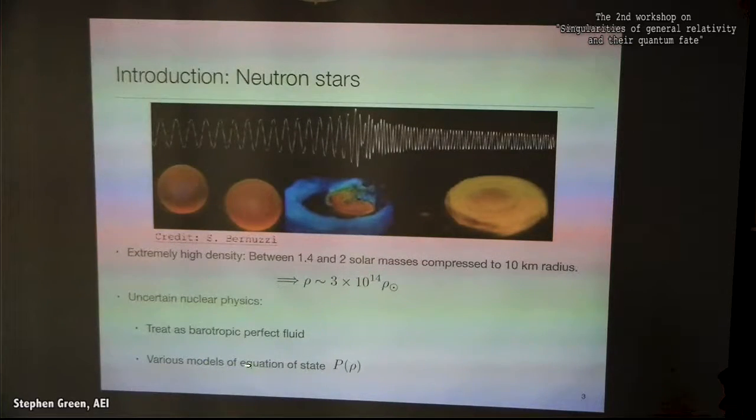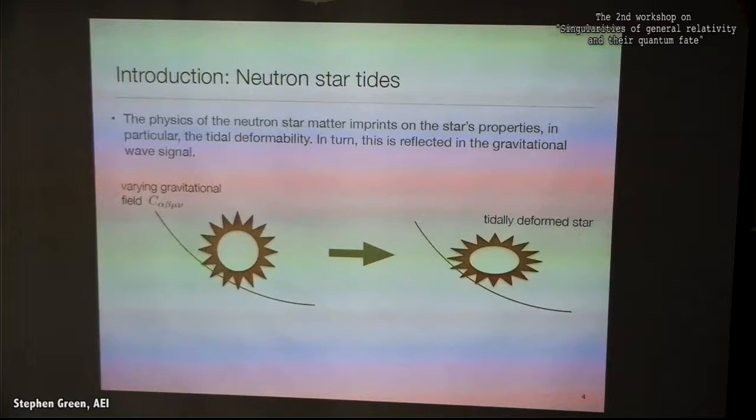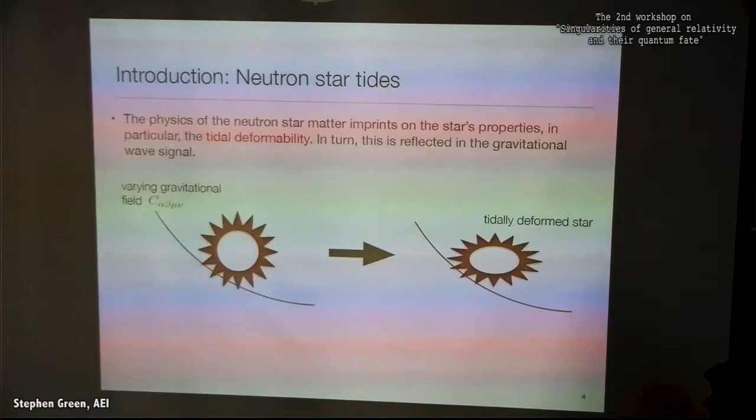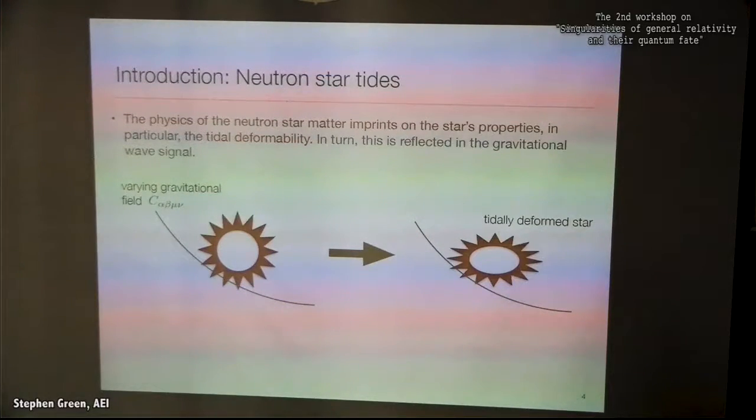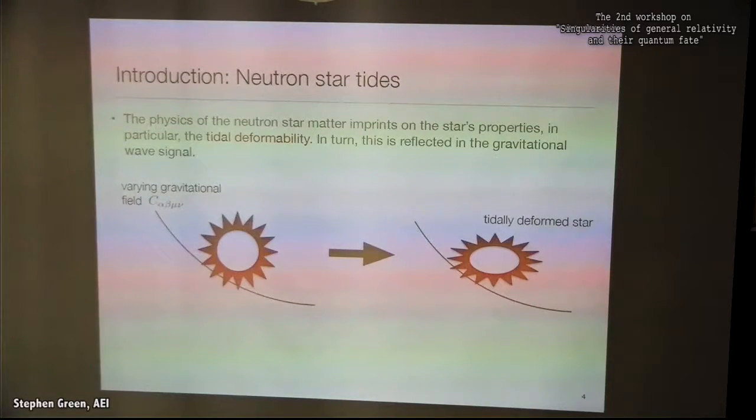But there are various models of this equation of state, and the game is we try to distinguish them by comparing the signals. So this equation of state, one thing that it imprints itself on is the mass. It's reflected directly in the mass to radius relationship for neutron stars. But another place where it manifests is in the tidal deformability of the neutron star.